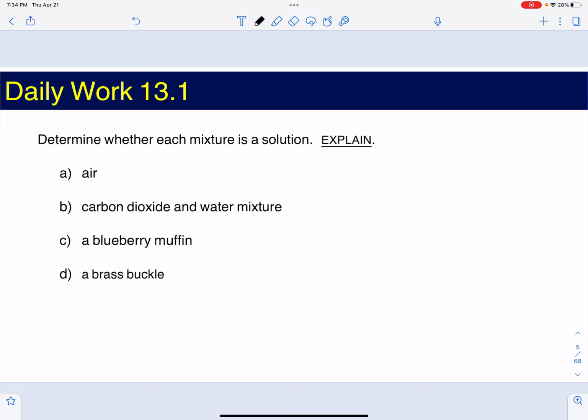And with that, you can probably determine this daily work. So we know that a solution is a mixture. A, B, C, D are solutions. We know they're mixtures. Are they solutions?